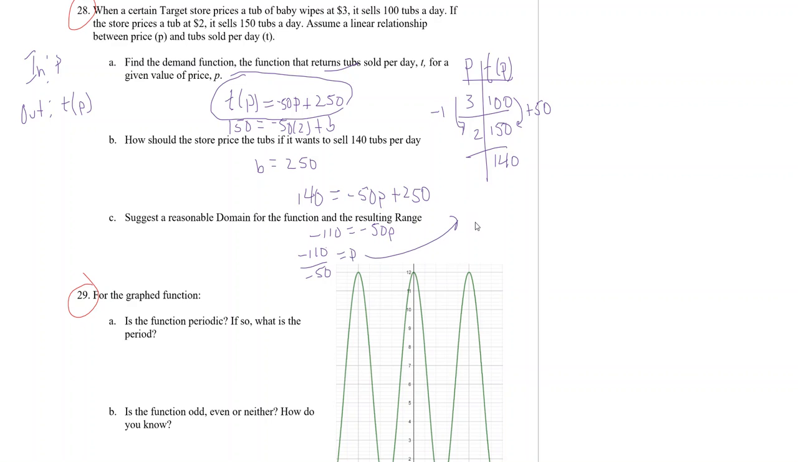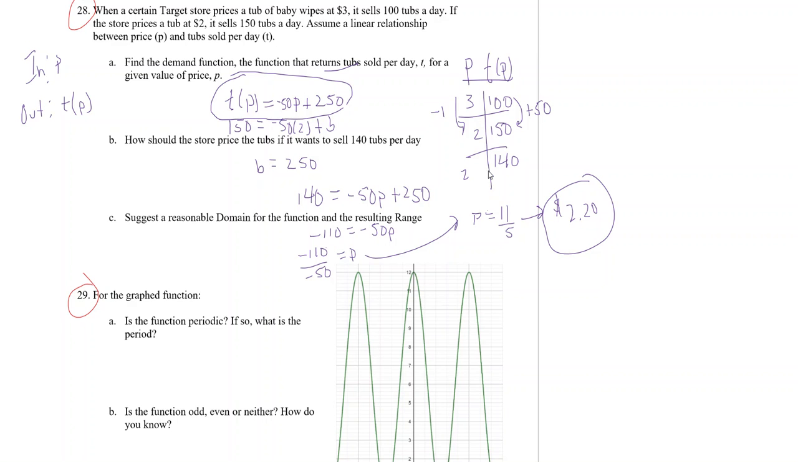That is, if you get rid of the zeros, divide top and bottom by 10, and then take advantage of a negative over a negative, that's 11/5. And 11/5 is 2 1/5, which is $2 and a fifth of a dollar. And a fifth of a dollar is 20 cents. That's $2.20. A price of $2.20 according to this model would result in the sales of 140 tubs a day.